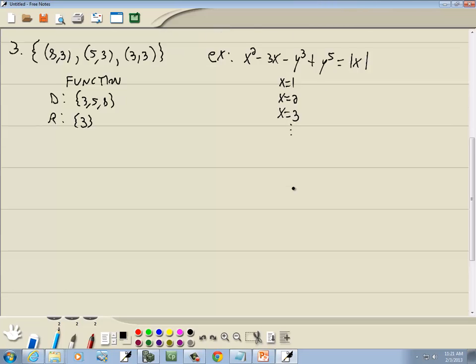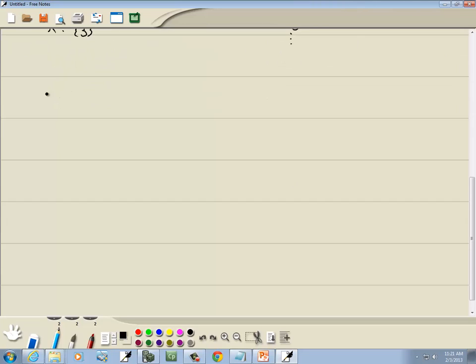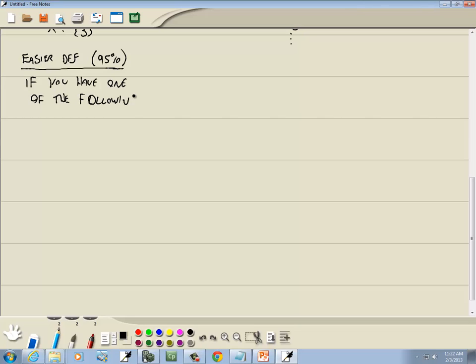Well, we want an easier definition for that. We don't want to spend the rest of our life on one problem. Now, for purposes of this class and college algebra, this definition would work probably 100% of the time. It'll start failing as you get into some of the tougher ones if you're going on to calculus. But it says, if you have one of the following, it is not a function.